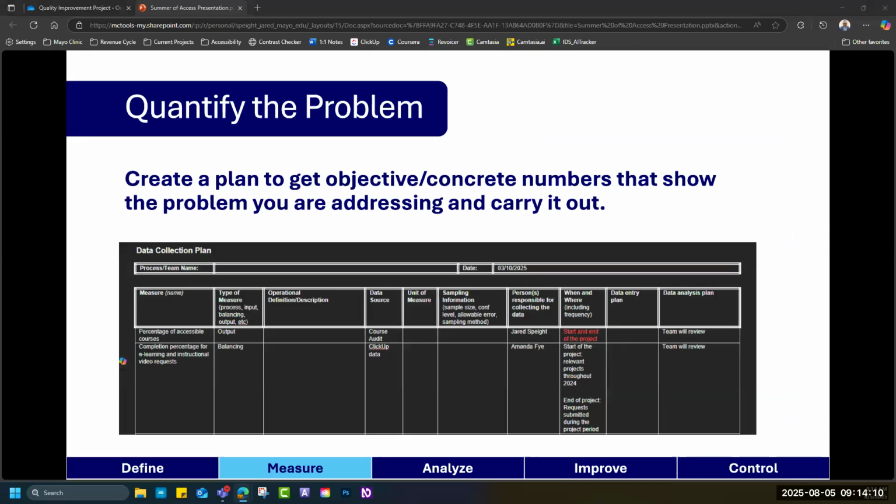And once we had that scope, our next step was to quantify the problem and establish our baselines to measure actual improvement. So the way that we did this was we took those learning programs and we did a quick pass-fail accessibility audit for our courses, and we determined that 4 out of those 25 courses passed.